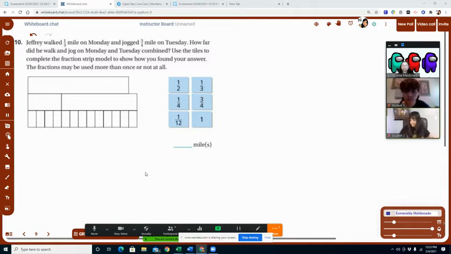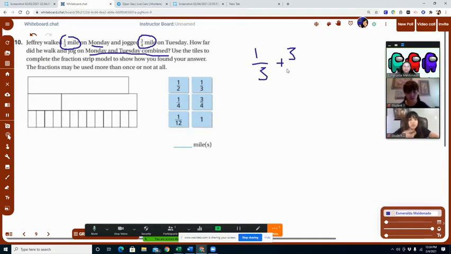All right, and they actually provide the model of the fraction strips. Remember to always read twice. Jeffrey walked 1/3 of a mile. I'm circling that. And that was on Monday, and then on Tuesday he did 3/4. And we want to know how much he went combined, right? Monday and Tuesday. So that means that we are adding 1/3 plus 3/4, and we're using fraction strips to figure that out.